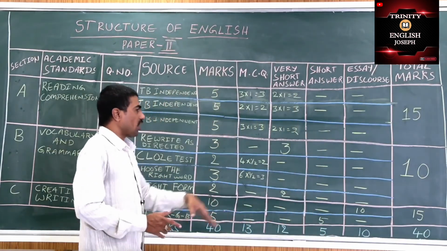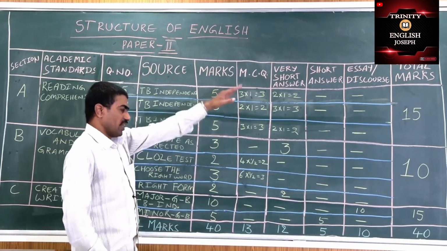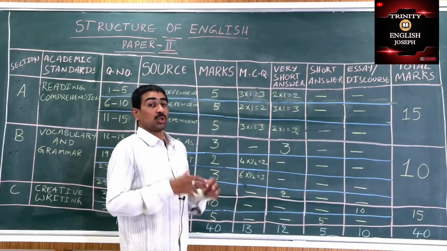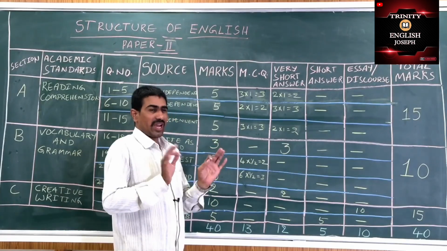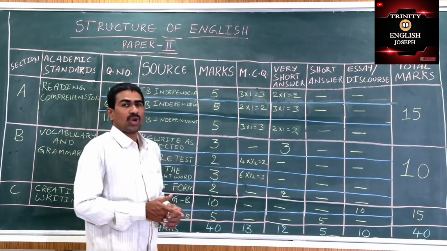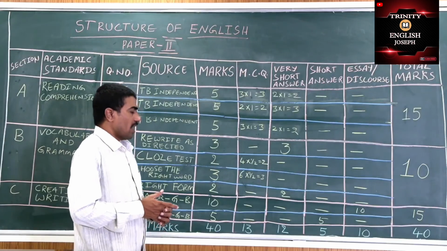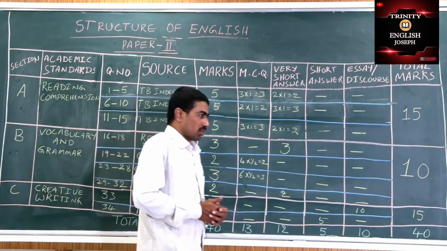And if you look at all these things, it is very easy to score good marks even in paper 2. If you are a bit careful, you can score more than 35 marks, and you can easily score GPA 10.